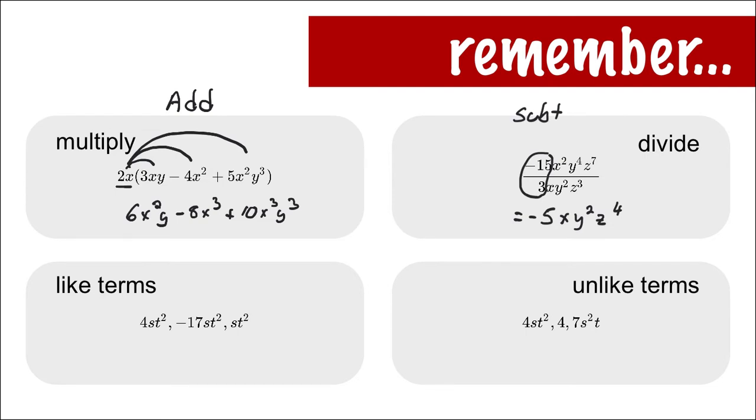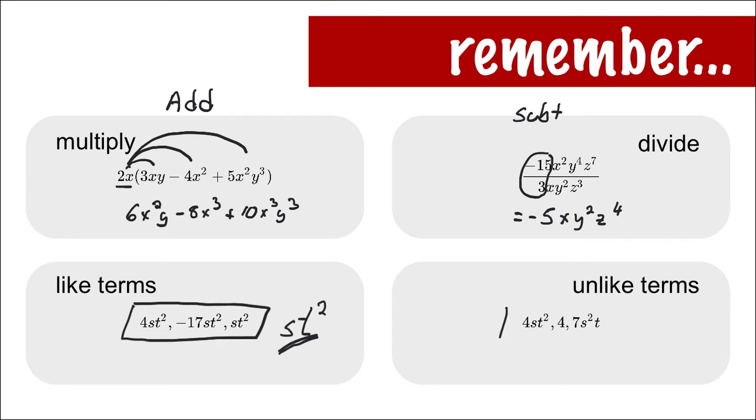The difference between like and unlike terms. In the like section, you'll see that each of the variables is st squared. The coefficient can be anything, but the variable in each of these like terms is exactly the same.